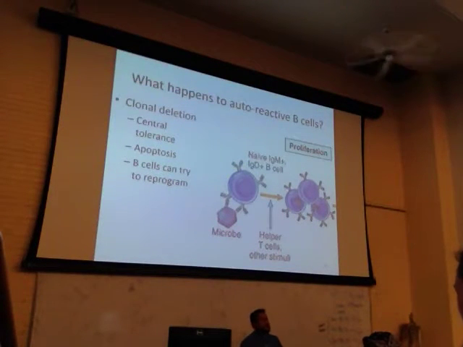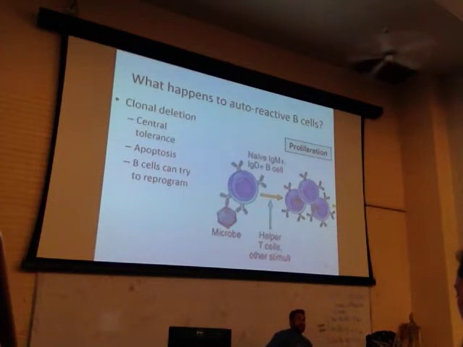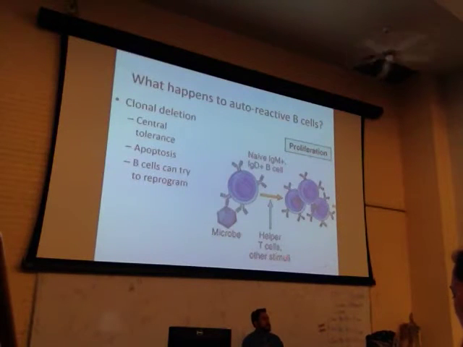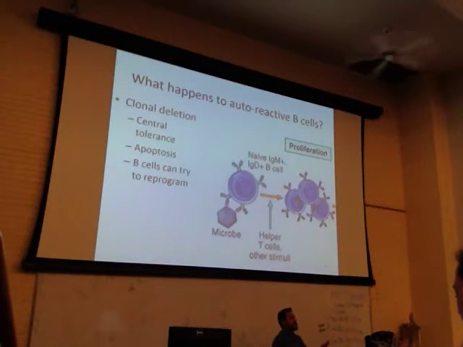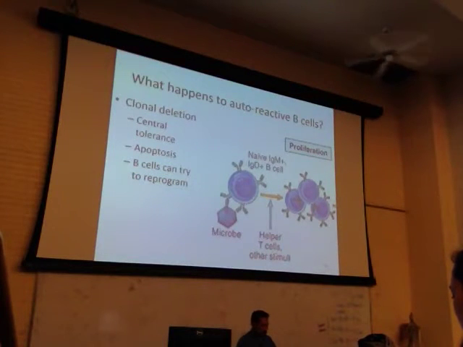90% of all the B cells that we make undergo apoptosis. It was 95% for T cells. It's 90% for B cells. So again, not a very efficient process, but we kind of already talked about why we want to do it that way.